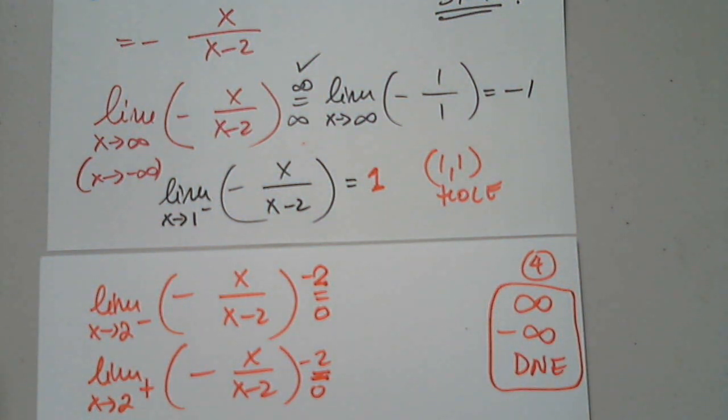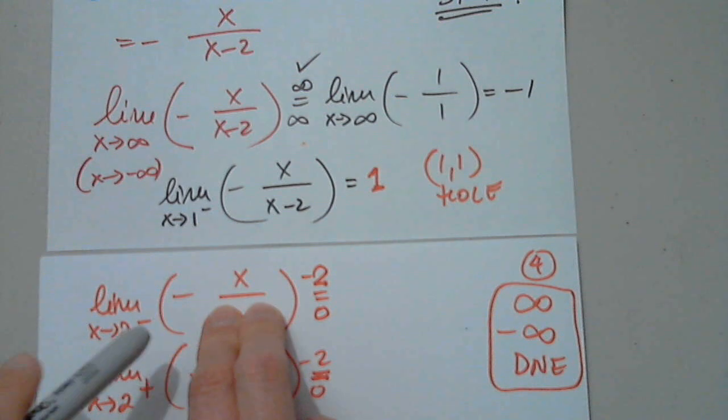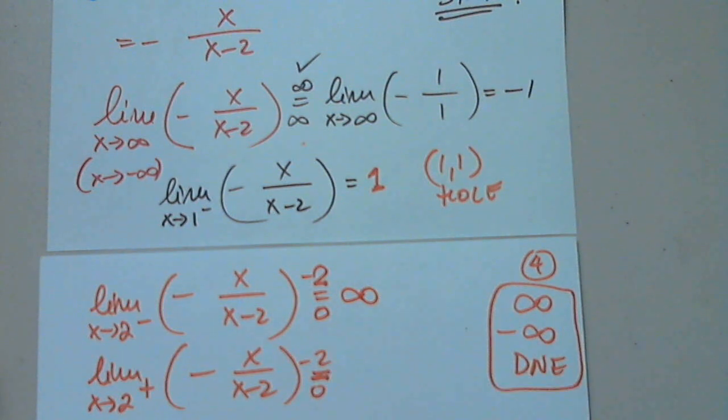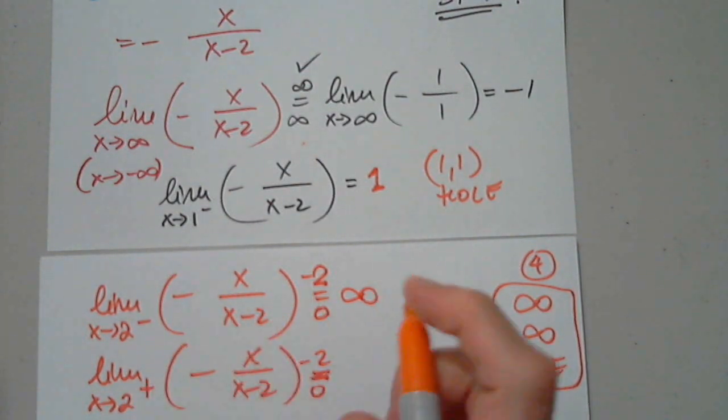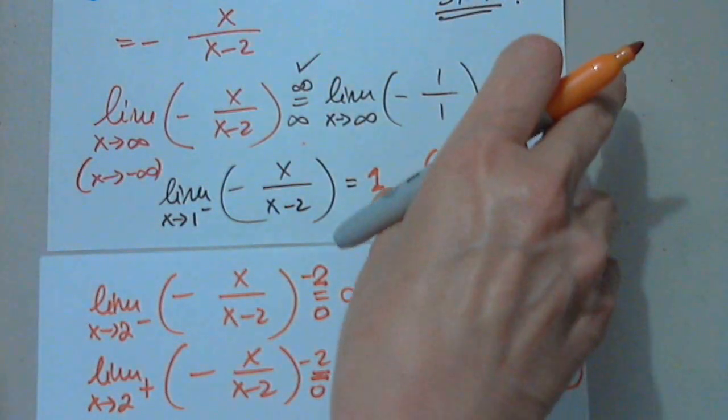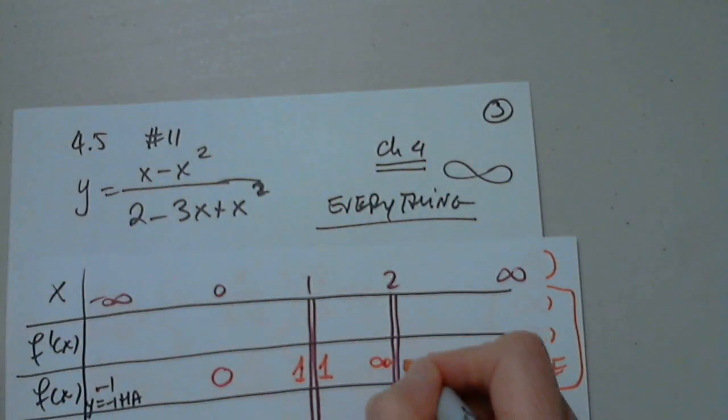Which one is it in the first case? Negative infinity. So with 1.9, this is negative. And the top is negative. Positive? Yes, yes. Now, with 2.1, this is positive. But this is negative. Positive, negative. Negative infinity.